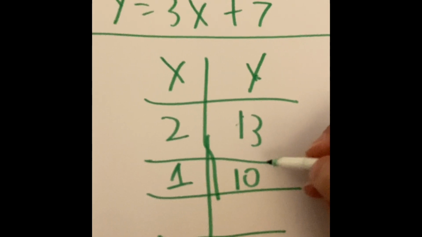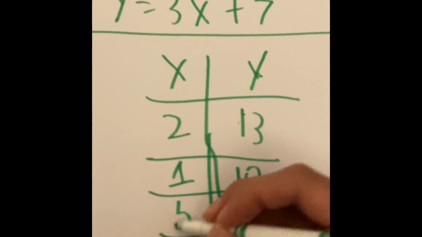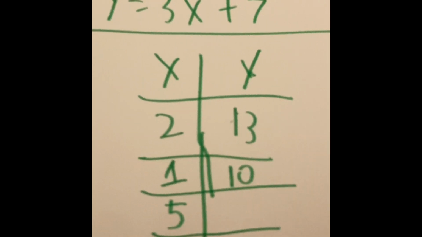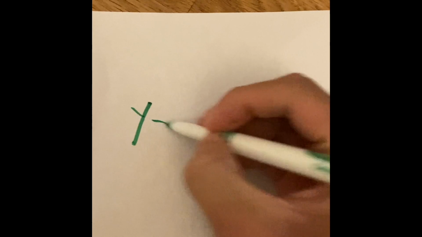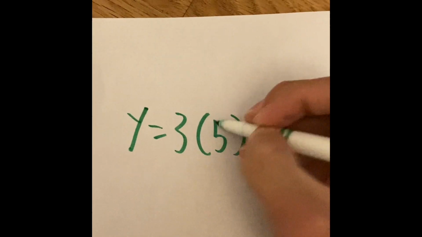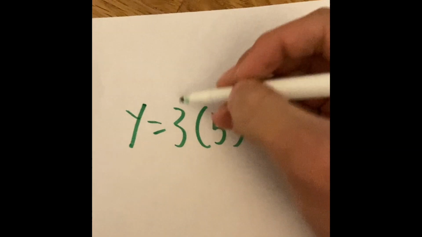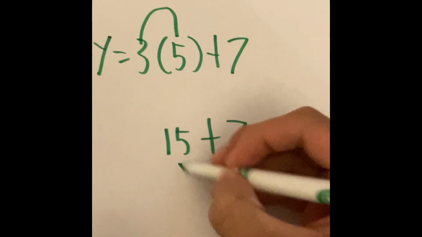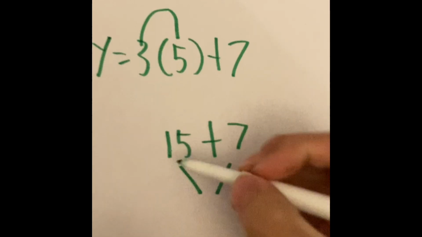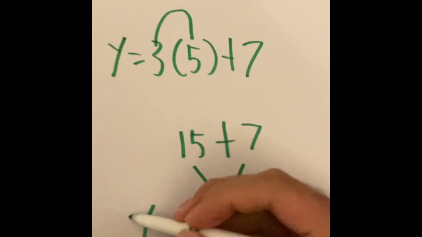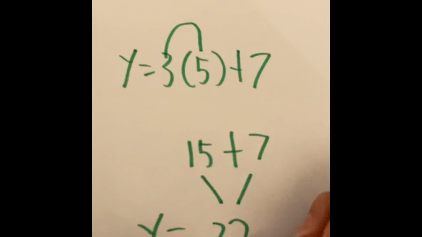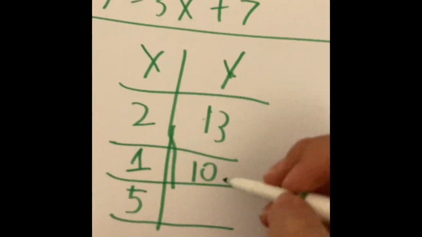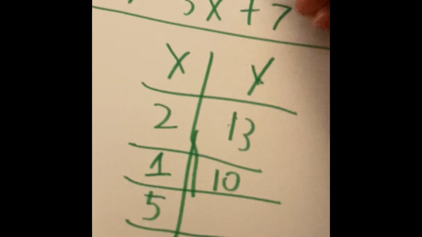But let's up it a bit. Let's put the number 5 in for x. What will we get? So we have y equals 3 multiplied by 5 that was inserted in for x, and we add that by 7. 3 multiplied by 5 is 15 plus 7. 15 plus 7 is going to be 22. So y is going to be 22. So that's what we're going to get for a y if we insert 5 into the formula.